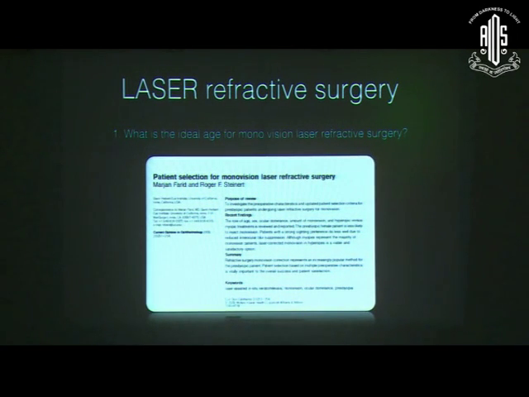The first question is, what is the ideal age for monovision laser refractive surgery? So you can look at it from two angles. You can either look at the new presbyopes, that is the patients who have not really experienced presbyopia in the past, or the recent presbyopes. These patients typically are not very good candidates for monovision because they have not experienced the pain of presbyopia and they are unwilling to compromise on any kind of visual acuity.